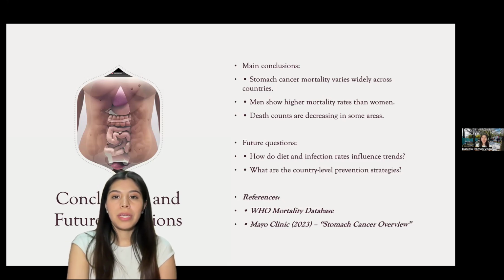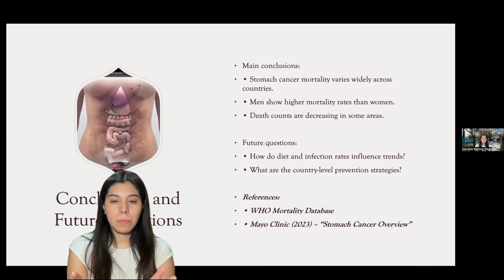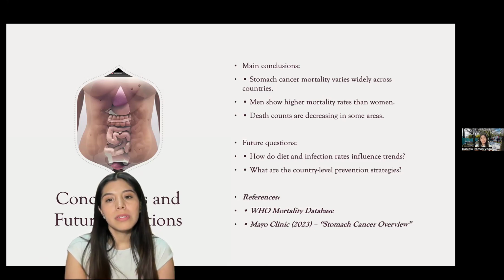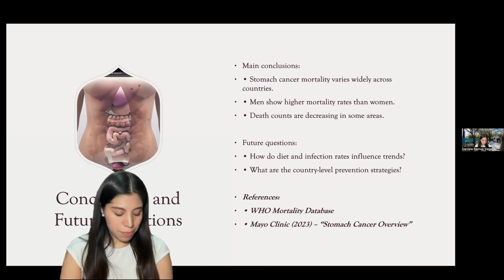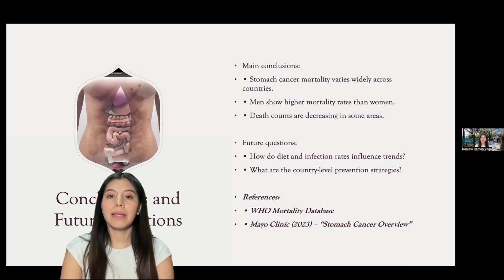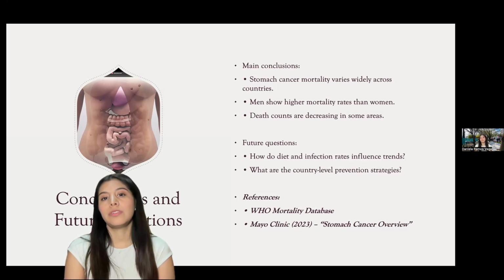And in future research, it will be valuable to study the death rates per 100,000 people instead of absolute numbers, just to make better comparisons between countries. And it'll also be useful to combine this dataset with information on nutrition, infection rates, and economic indicators to better understand the causes behind these trends.